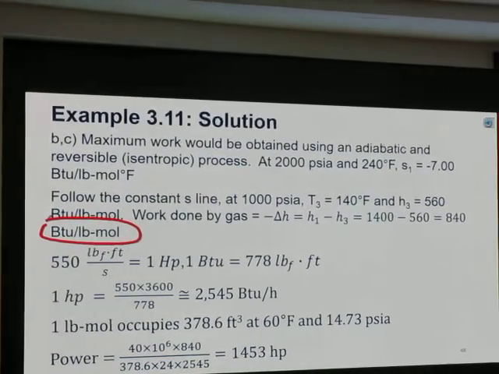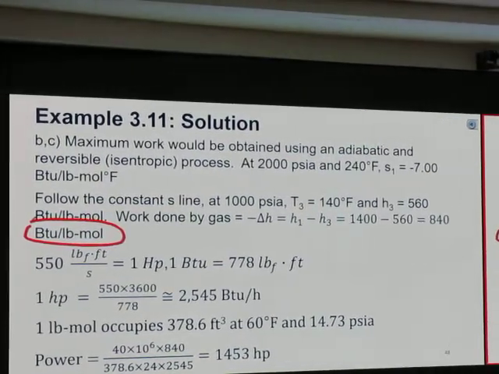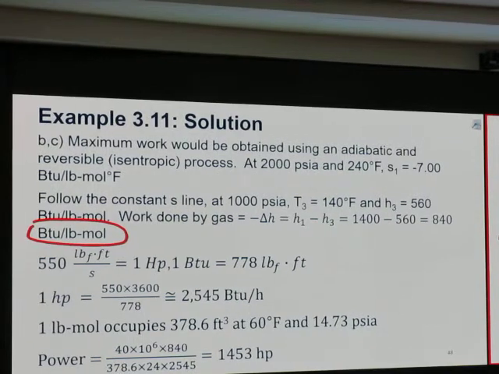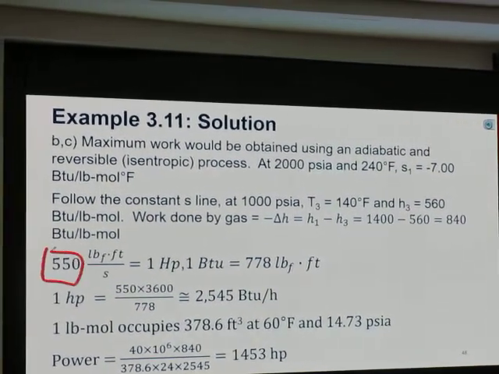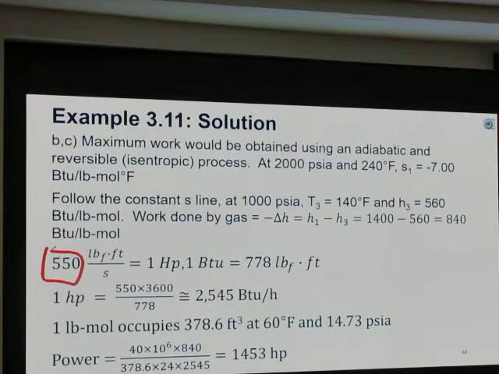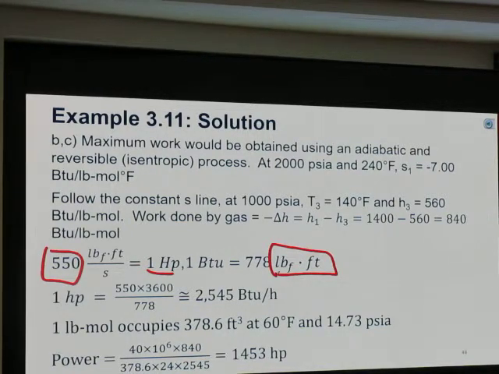Conversion. Okay, I know that this is BTU per pound mole. I know, and you have to write it, that 550 pound-force foot per second is the unit of power. 550 pound-force foot per second is 1 horsepower. And 1 BTU is about 778 pound-force foot. So that is the unit of work. The equivalent unit in SI is joule.